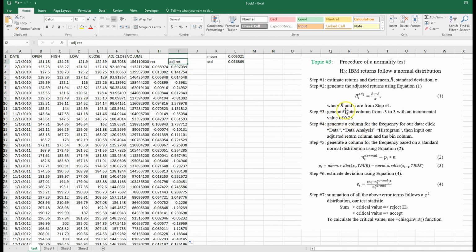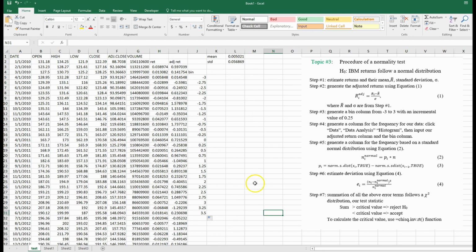Step number 3, we generate bins from -3 to +3 with an incremental value of 0.25. So let's call it bin. It starts at -3, then equals previous plus 0.25. Let's copy and paste. Okay, we add a little more.